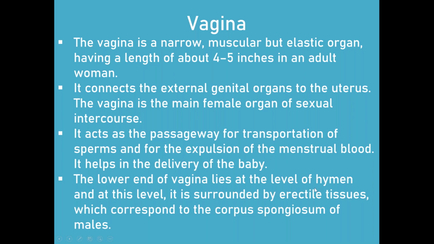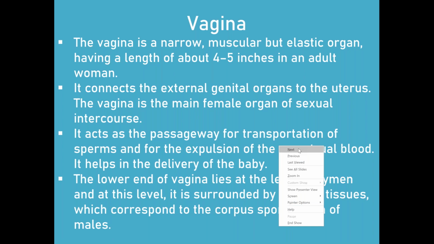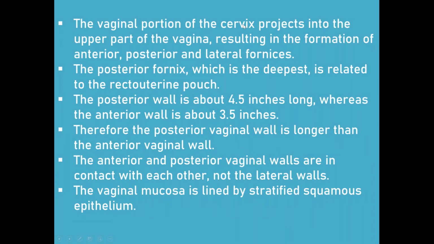The lower end of the vagina lies at the level of the hymen, and this level is surrounded by erectile tissues, which correspond to the corpus spongiosum of the male. The vaginal portion of the cervix projects into the upper part of the vagina, resulting in the formation of the anterior, posterior, and lateral fornix. The posterior fornix, which is the deepest, is related to the rectouterine pouch. The posterior wall is about 4.5 inches long, whereas the anterior wall is about 3.5 inches, so the posterior vaginal wall is longer than the anterior wall.